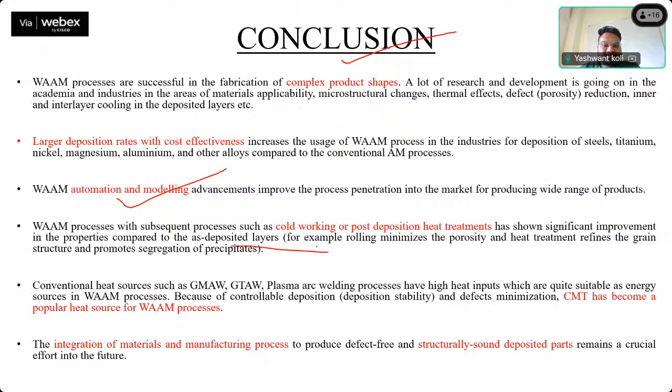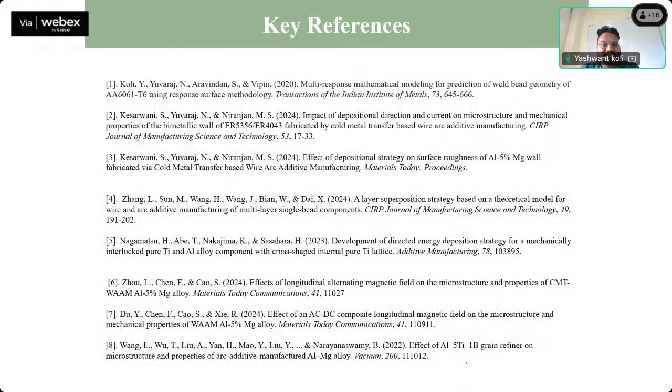In the VAM process, subsequent processes like cold working or post deposition heat treatment can be done to improve the quality of VAM. Conventional GMAW, GTAW, every process has been used for VAM, but CMT has become a popular heat source for the VAM process, and I've discussed its characteristics. Integration of materials and manufacturing process to produce defect-free and structurally sound deposited materials remains a crucial effort in future. So these are the key features and references. Thank you.